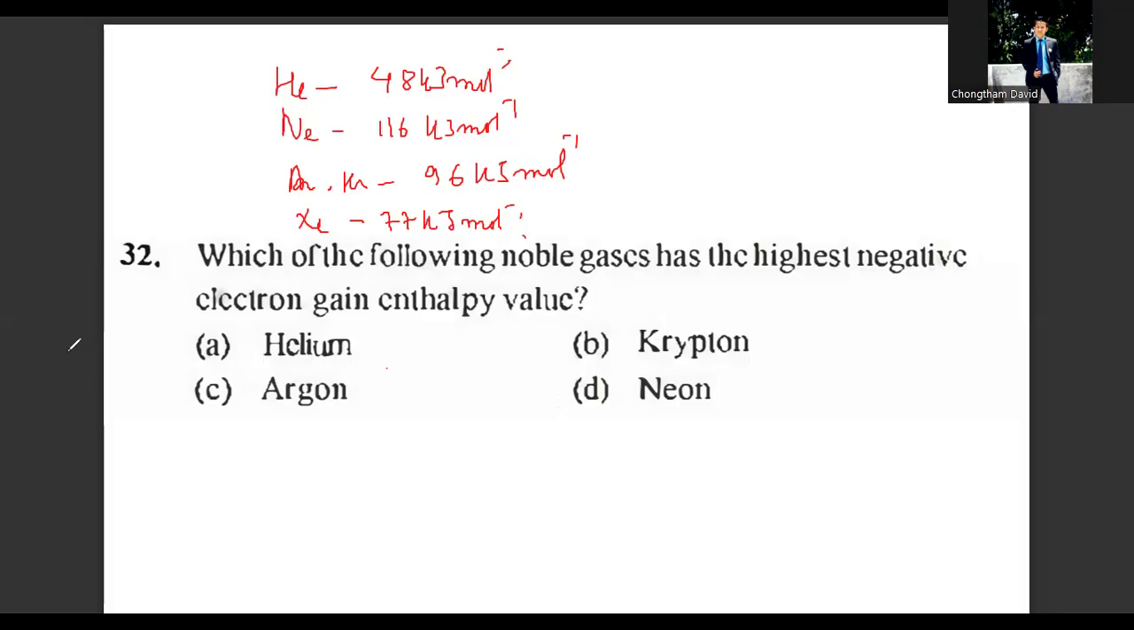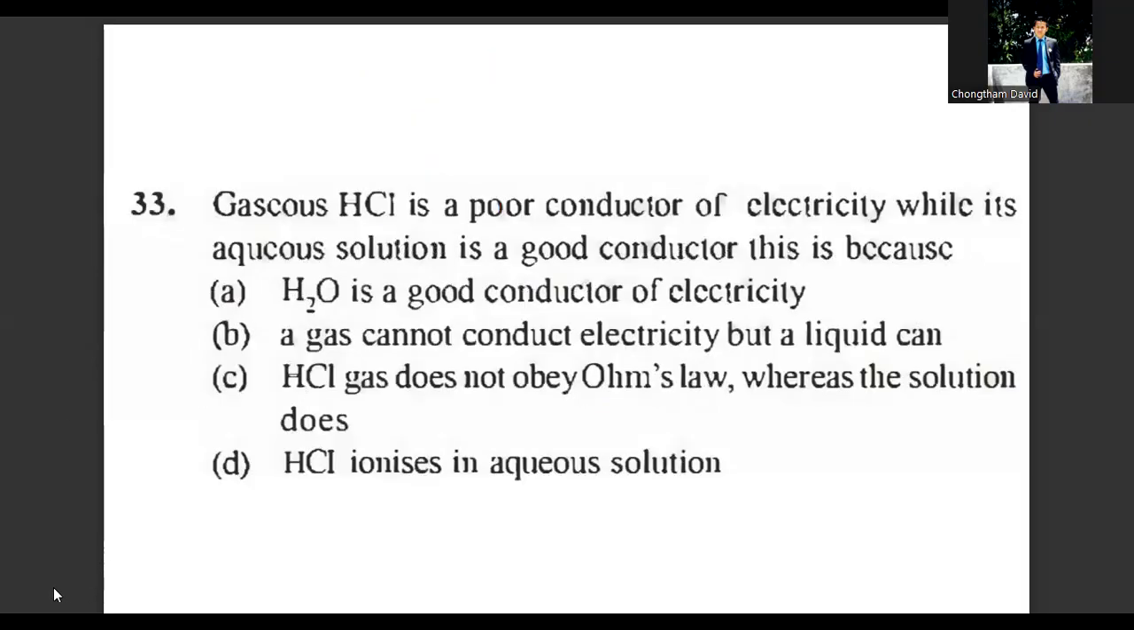Okay, let us move on to the next question. Neon has 160, right? Question number 33. I hope you're all keeping up with me.